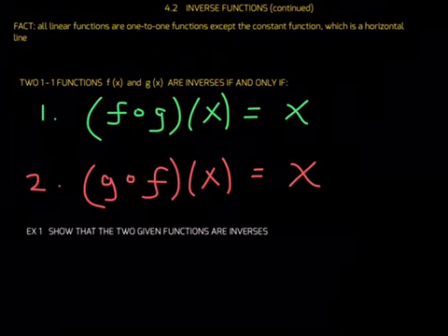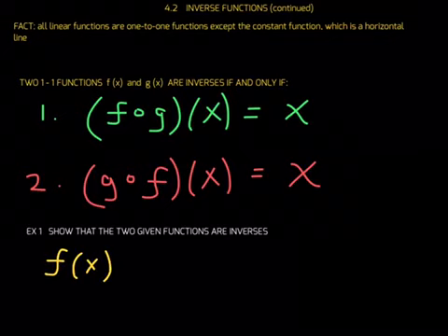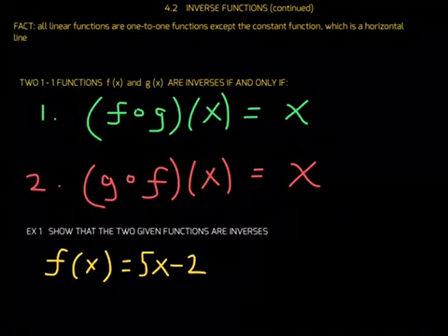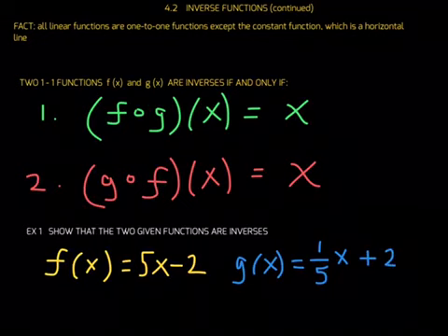All right, everybody, example 1 from 4.2, inverse functions. Show that the two given functions are inverses. All right, so let me show you which two functions we're going to be dealing with. The first function, which is given, is f of x equals 5x minus 2. And then the next function is g of x equals 1/5 x plus 2.